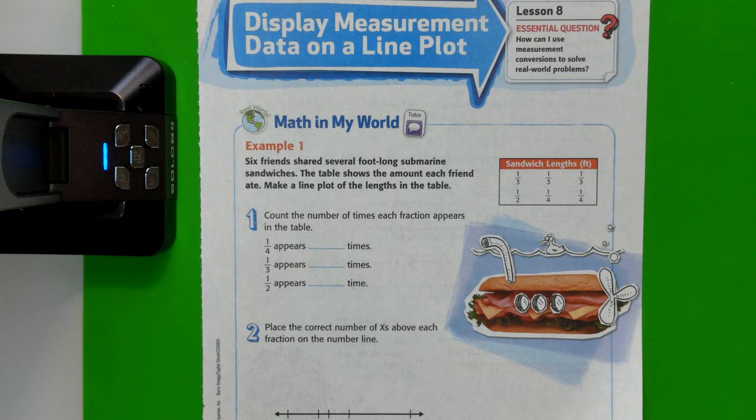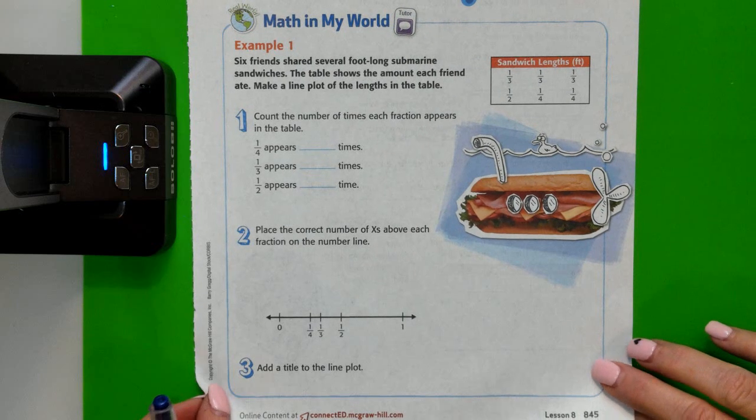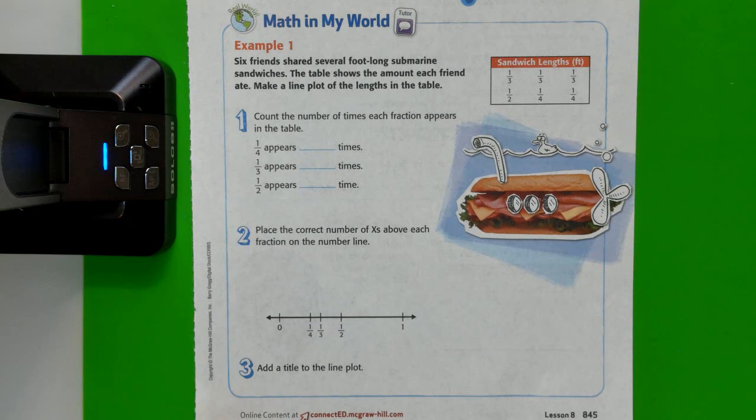Chapter 11, Lesson 8, Displaying Measurement Data on a Line Plot. So let's practice line plots. Example number 1. 6 friends share several foot-long submarine sandwiches. The table shows the amount each friend ate. Make a line plot of the lengths in the table.